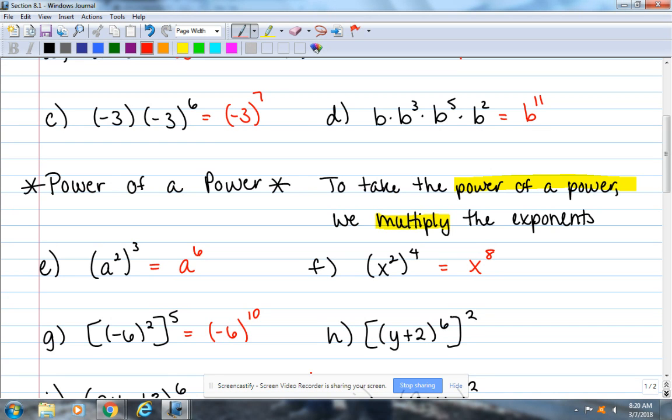All right, H looks a little complicated because it's got what we call a binomial in the parentheses, y plus 2. So you just leave the base alone, y plus 2. And then you multiply 6 times 2 and you get what? 12. So just leave the parentheses alone and just do your exponents. Any questions? Alrighty.